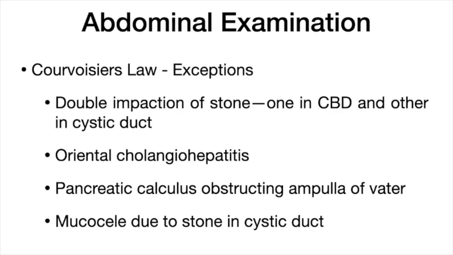There are some exceptions to this law. One is a double impacted stone, found in the CBD and cystic duct; oriental cholangiohepatitis; a pancreatic calculus obstructing the ampulla of Vater; and mucocele due to a stone in the cystic duct. So these are some exceptions to Courvoisier's law. Now let us see what investigations are used for the diagnosis of obstructive jaundice.